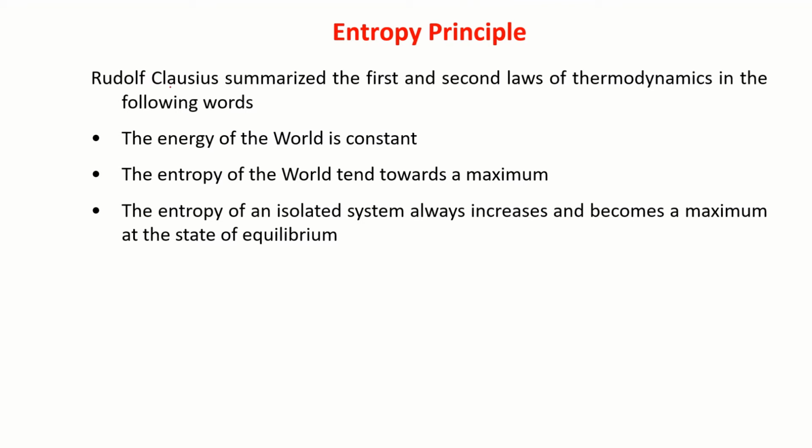So, Clausius inequality, you have studied Clausius theorem. First law and second law can be put in the following words. The energy of the world is constant, so energy can neither be created nor destroyed. Entropy of the world tends towards a maximum. So, dS is greater than 0 for the universe. Entropy of an isolated system always increases and becomes maximum at a state of equilibrium.